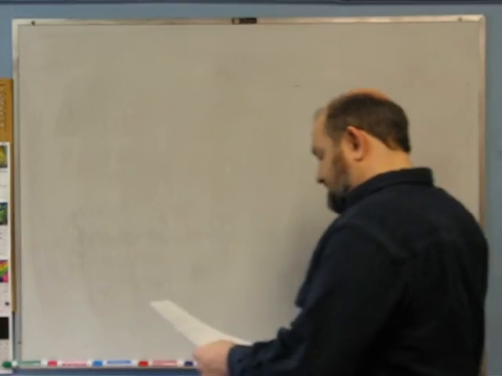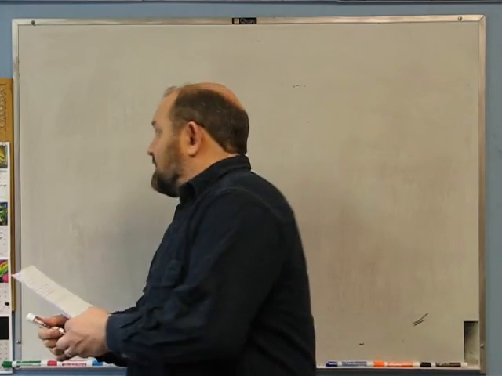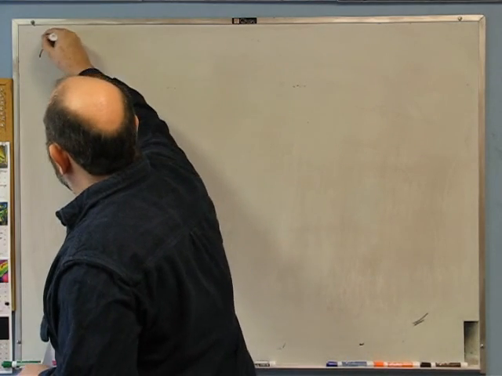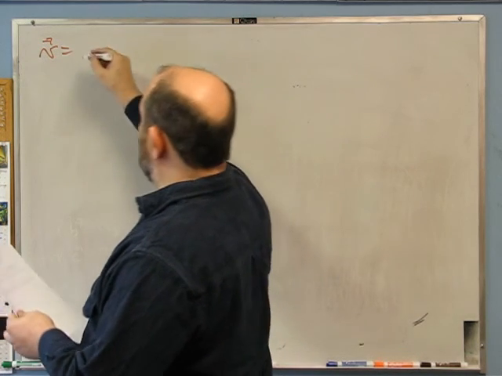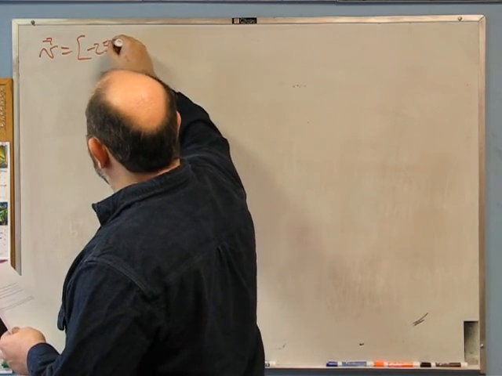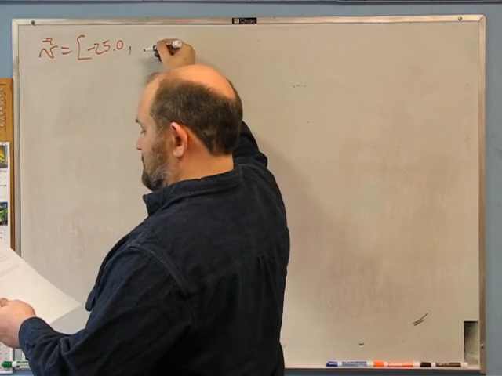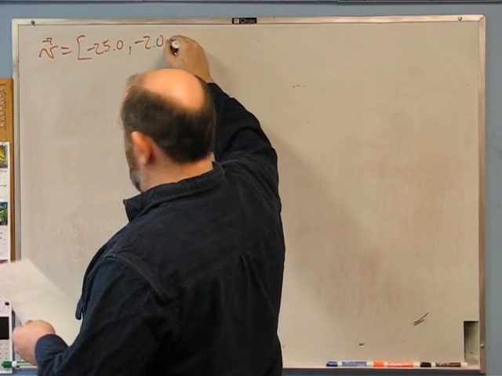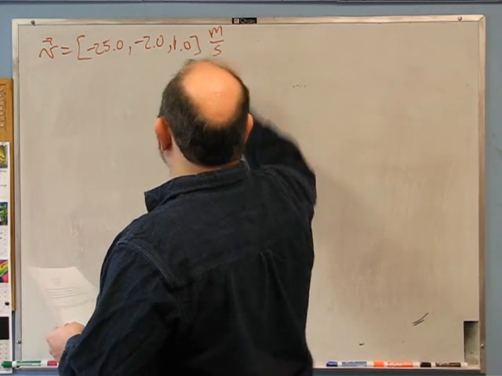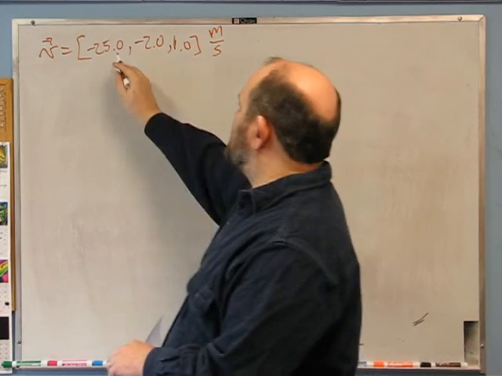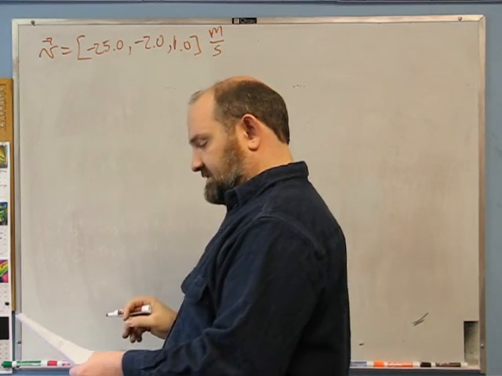Last problem. A ball is moving with constant velocity v. Now, v, I'll just write this. It's constant velocity, so this is the velocity at all times, of minus 25.0, comma, minus 2.0, comma, 1.0 meters per second. This vector does have units. I could write it out on each component, or I could just write it out like this, either way.